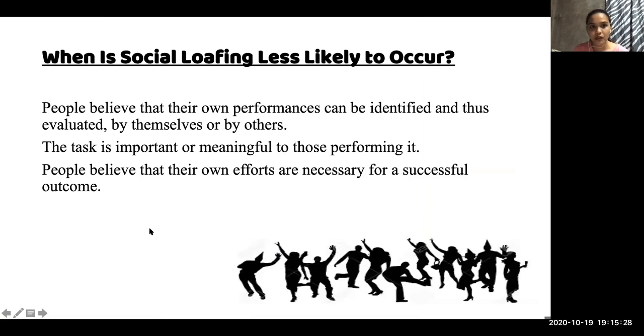So when is social loafing less likely to occur? People believe that their own performance can be identified and evaluated by themselves or by others. The task is important or meaningful to those performing it. People believe that their own effort is necessary for a successful outcome.